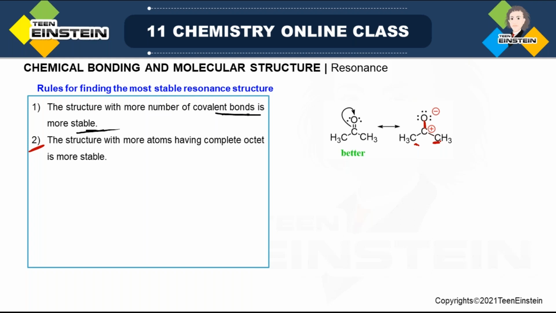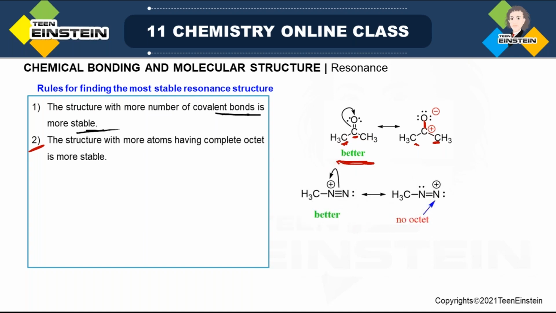But if you consider the first structure, you will see octet is complete for all the atoms, though it is not applicable for hydrogen. So just forget it, because for hydrogen we do not use the term octet, it is duplet. But if you focus on the carbon having 4 bonds, a total of 8 electrons surround carbon. So octet is complete. So from the point of view of the second rule also, the first structure is better. Okay, so these two rules go together.